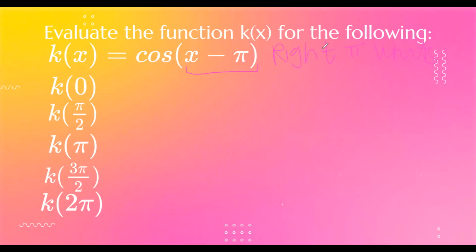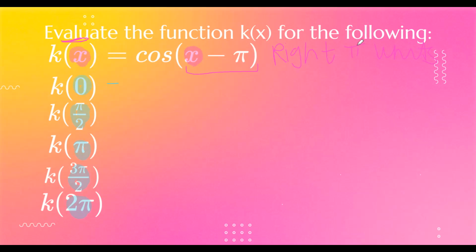But that doesn't really help us with the evaluating. It might help us looking at the graph, but that's not what we're asking here. We're still asking us to find the value of our function. So remember, k of x is given, right? K of x is equal to cosine of x minus pi. When we're asked to evaluate something, really, all we want to do is plug in these values for x into our original function, into k of x, which is defined above as cosine of x minus pi.